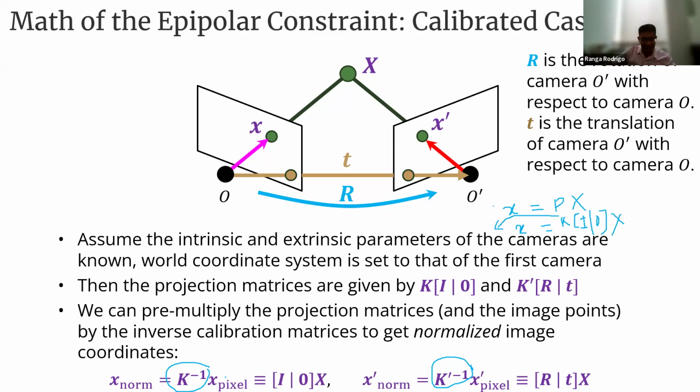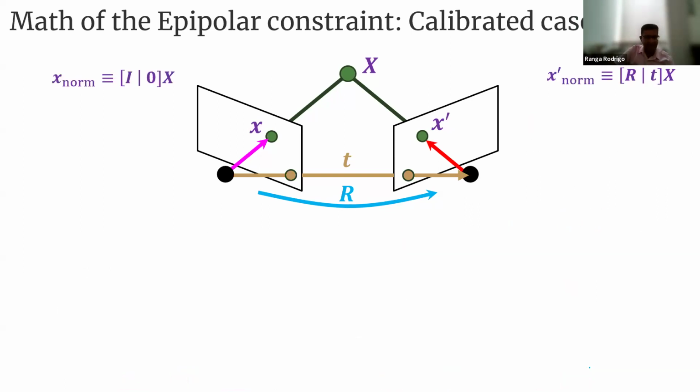I hope you can see that. Then we get the normalized coordinates. These are found by [I|0]X, as you can see here, and [R|T]X. So x normalized is [I|0]X, and x prime normalized is [R|T]X. I hope that is clear to you. If you have a question, of course, you are most welcome to ask.